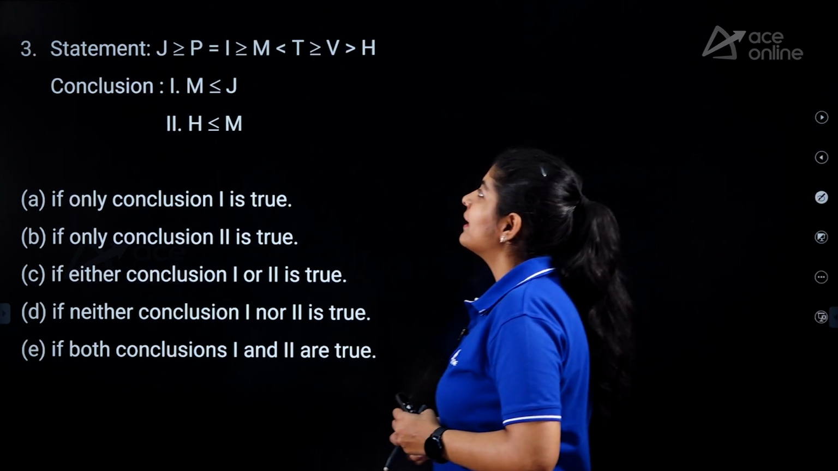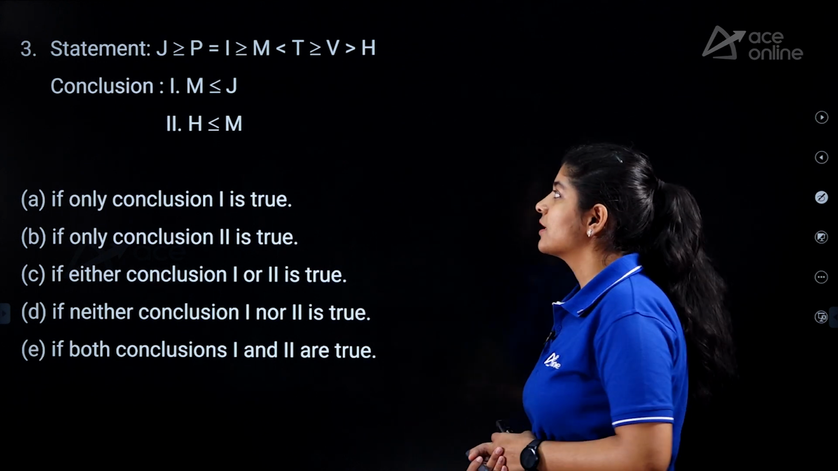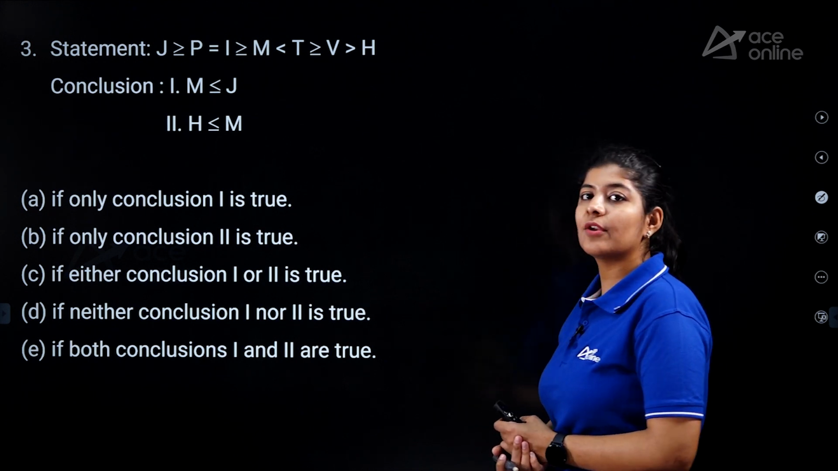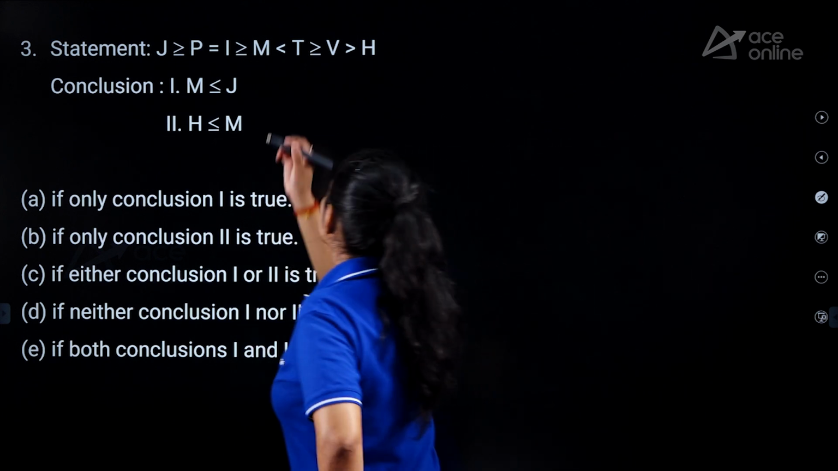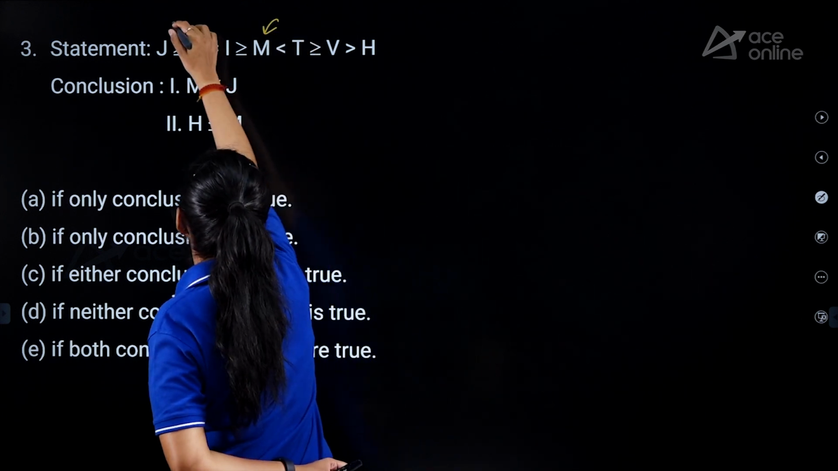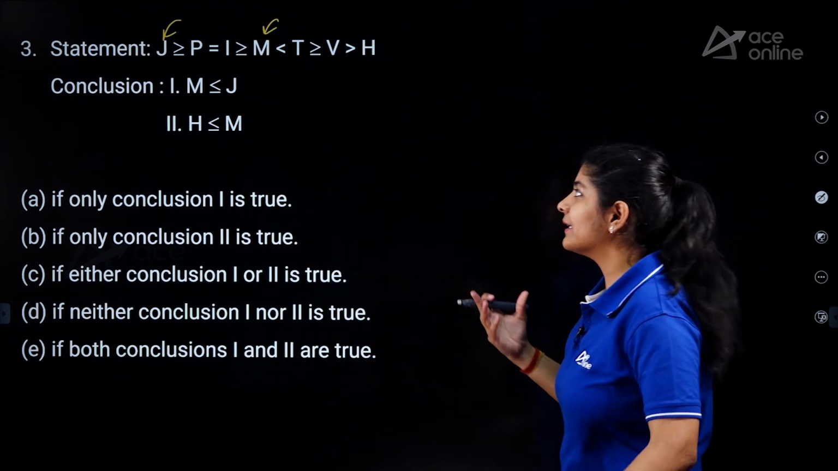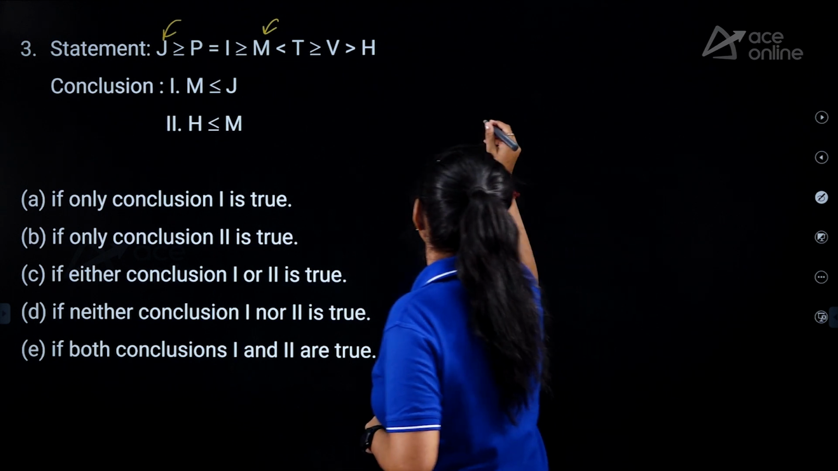Statements, again we are having a statement, on the basis of that we have to check our conclusions. So the first conclusion says that M is less than or equal to J. So here we are having M and here we are having J. Here, in a single direction, we are having all the symbols.